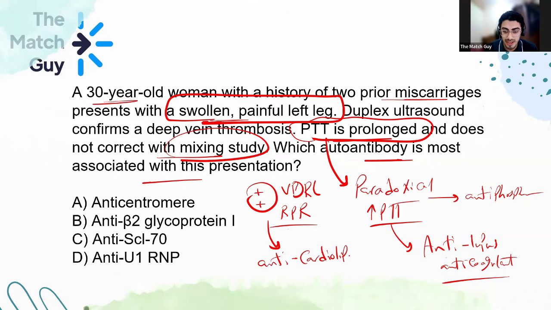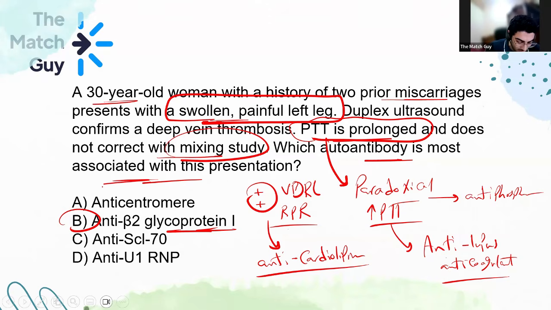Anti-cardiolipin antibody, the one that you just mentioned. Okay, anti-cardiolipin antibody. Amazing. So the correct answer here is anti-beta-2 glycoprotein 1. So now we have 3 antibodies associated with antiphospholipid syndrome: the anti-beta-2 glycoprotein, the anti-cardiolipin, and the anti-lupus anticoagulant. Is that clear, everyone?